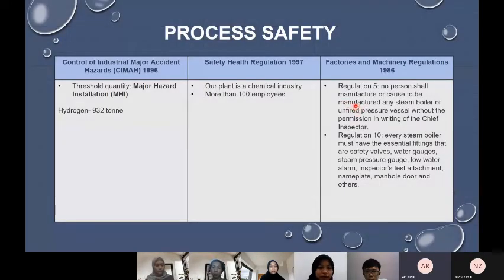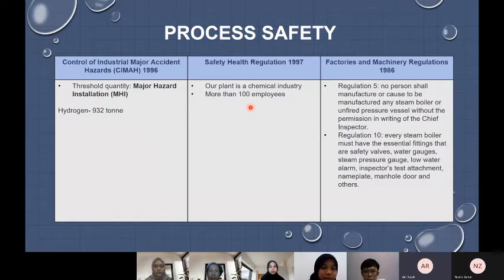Next, for process safety, three regulations are applied for our plant process. Firstly is the Control of Industrial Major Accident Hazard, CIMAH, 1996, because we use a hazardous substance in the process, which is hydrogen with 932 tons.